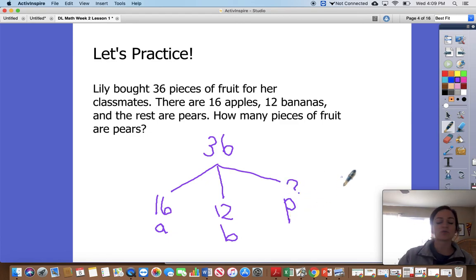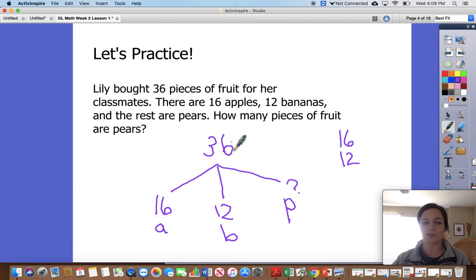Okay? So there's a couple different ways that you could do this, and we all have different strategies of how we could find the answer to this one. This is the one that first came to mind, but I'll do another strategy that maybe some of you are thinking. So I know that she has 16 apples, 12 bananas, and then the rest are pears. My first initial step is I'm going to add these together to see how many are not pears. So I'm going to add the apples and the bananas together to see how many pieces of those out of all the 36 pieces of fruit are not pears.